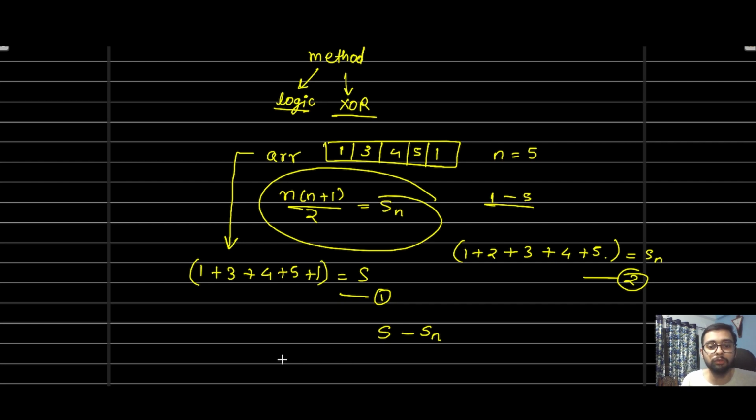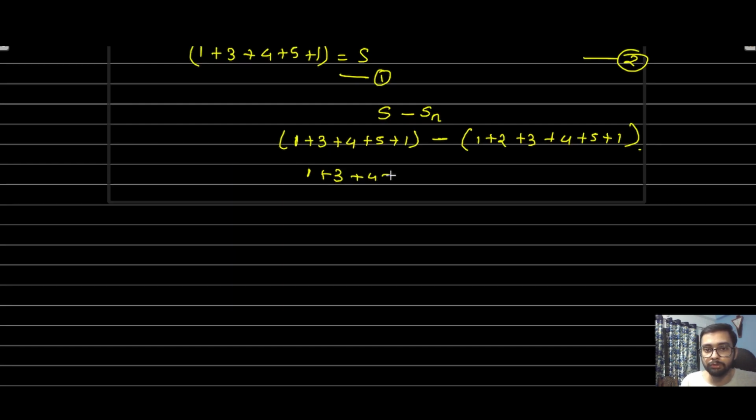Just write down what we have done till now: 1 plus 3 plus 4 plus 5 plus 1 minus 1 minus 2 minus 3 minus 4 minus 5. We are left with minus of 1.